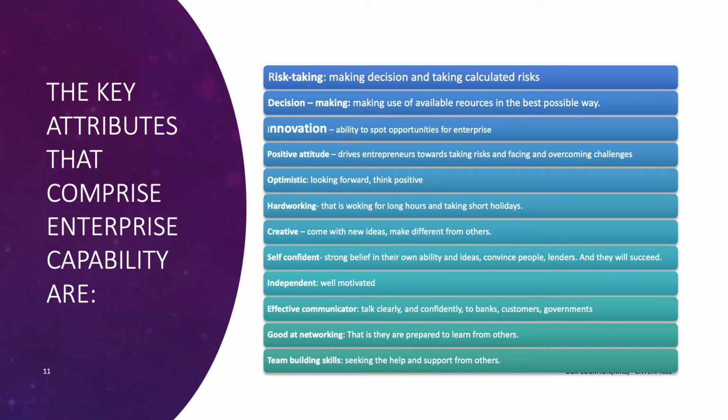Next, it is about making decisions. This is making use of available resources in the best possible way. Remember earlier we talked about managing resources in the most efficient and effective manner because resources are scarce. One example of making decisions can also be about reorganizing the layout of the factory to make it run better.